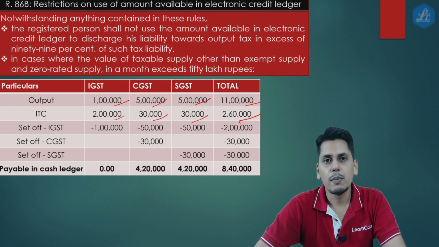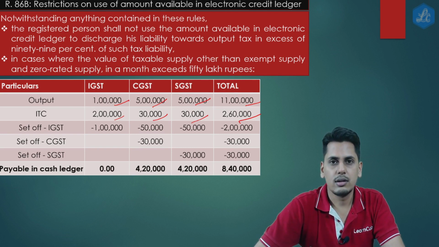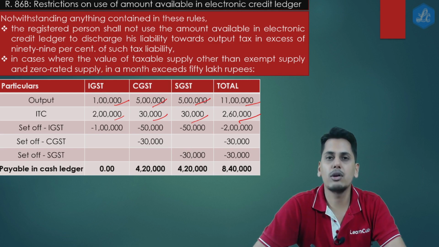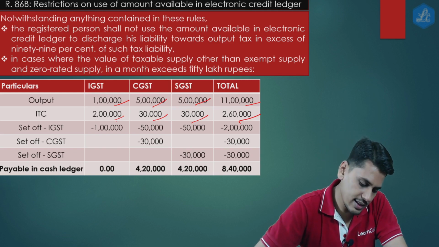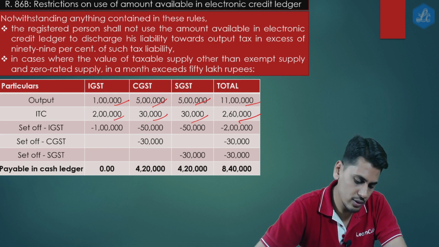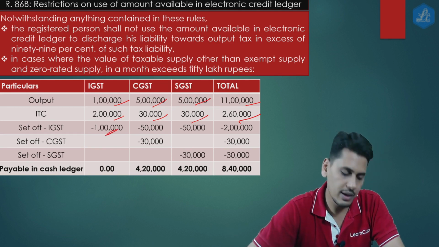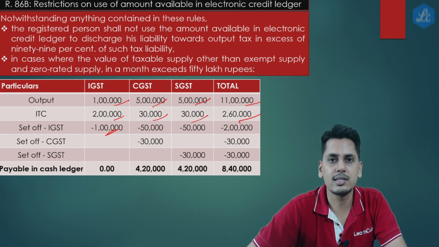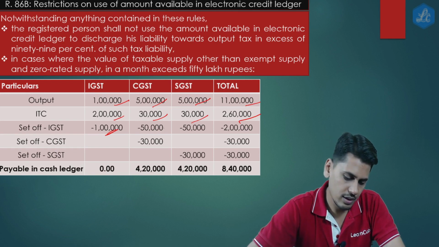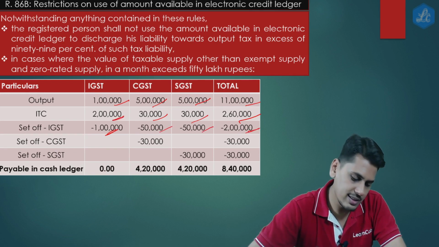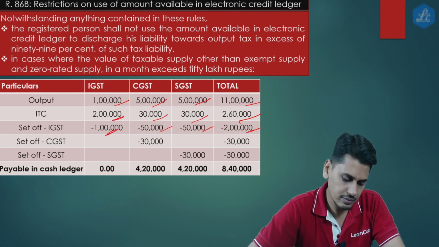So as we all know, the rules for utilizing input tax credit: first, I have to empty the bucket of IGST. IGST input tax credit available is 2 lakhs. So what am I supposed to do? I use it first against the IGST liability of 1 lakh. The balance which is available, I use equally towards CGST and SGST. So I say minus 50, minus 50. Total input tax credit of IGST 2 lakhs is utilized.